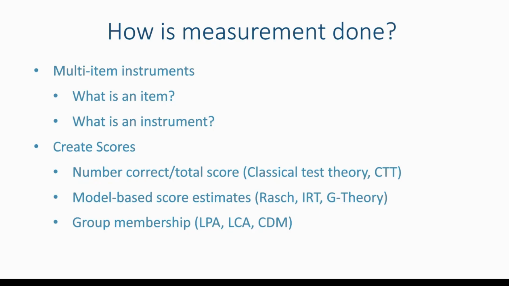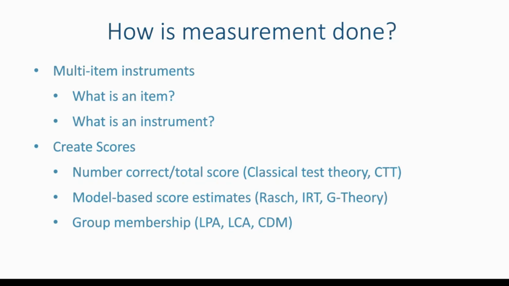And so now that we have this multi-item instrument that we believe is reflecting this idea of loneliness, if we're sticking with that example, we can create scores. And there are different techniques for creating scores. A common approach under classical test theory is to add up the responses to get a total score. Or if you're in a model-based approach, which we're going to be focusing more on today for item response theory, you can use a Rasch model-based approach to create score estimates of the latent variable. Or you can create model-based score estimates of the latent construct using IRT techniques. And there's also G theory, which is another model-based scoring estimation technique out there.